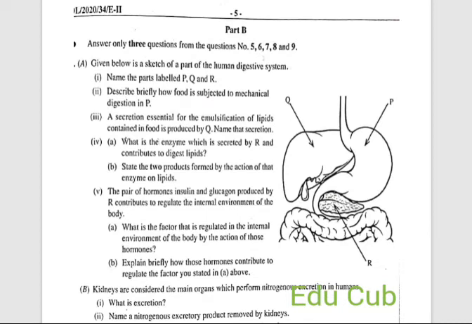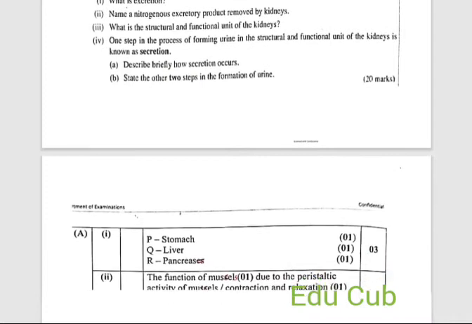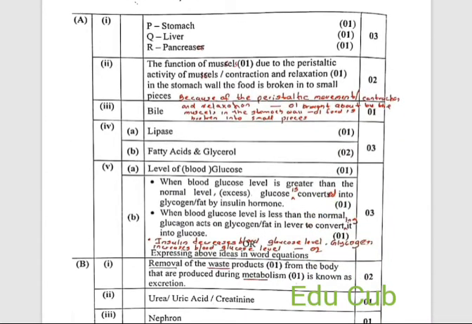Okay, you know this question is regarding the digestive system. These are the answers. Here, P is the stomach, Q is the liver, R is the pancreas. So, all together, you get 3 points here.